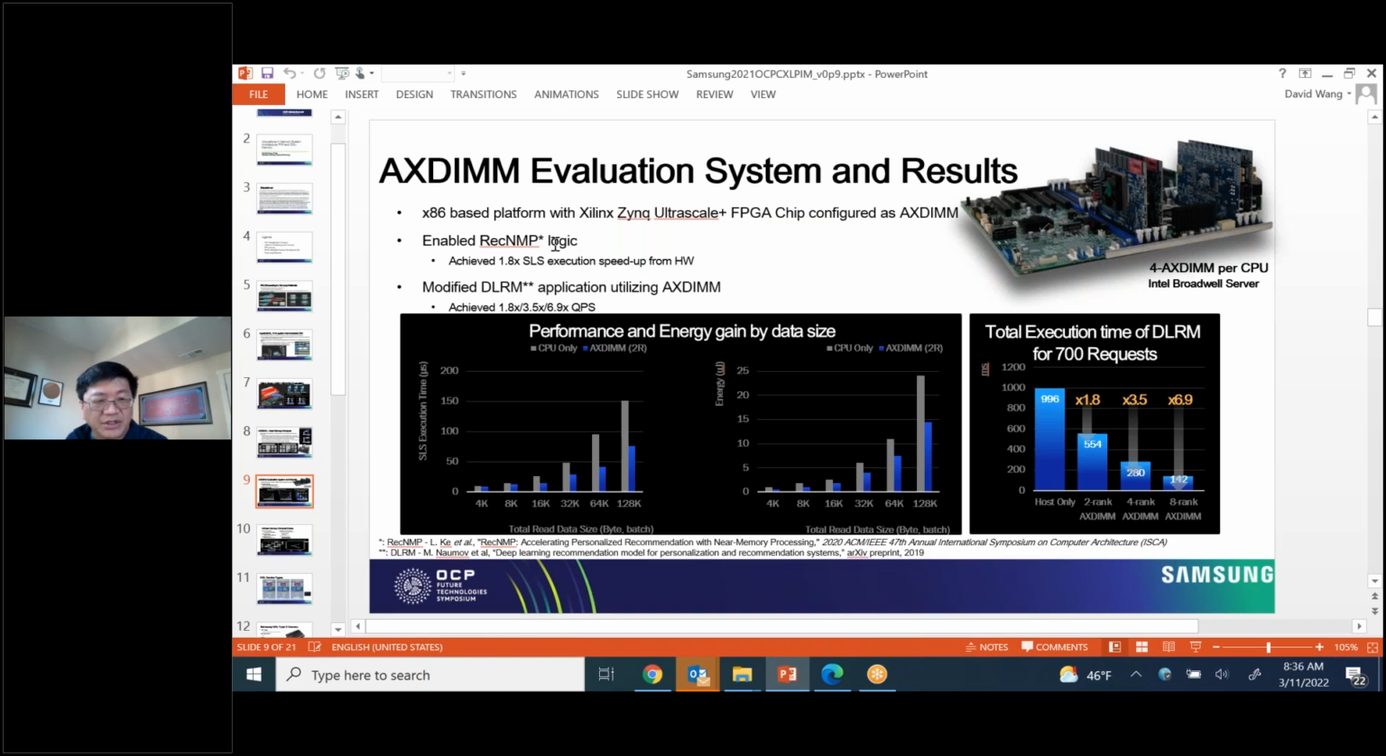They use this to look at their recommender system, where they try to shift the computation to the buffer die to do some processing near memory. They see some amount of speedup proportional to the amount of memory parallelism you can get. The DIMM itself has two ranks, and they say if you do this in parallel, you can get a 1.8x speedup from the hardware. If you can put in more ranks, they project that we could perhaps get 3.5x speedup with four ranks, and 6.9x with eight ranks. So that's the basic idea.